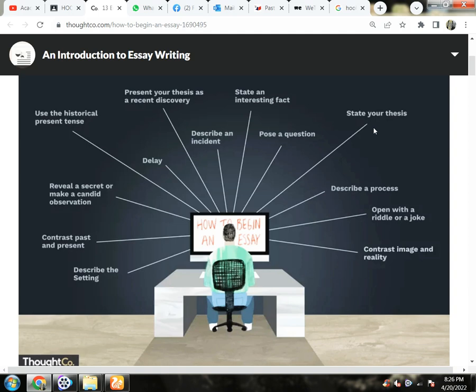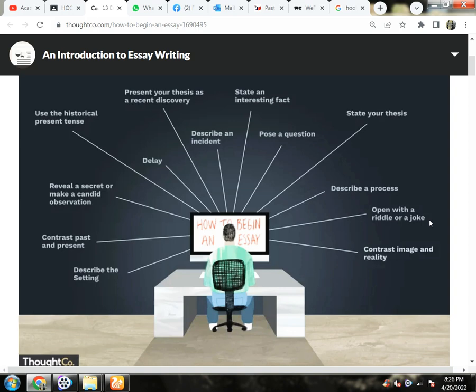State your thesis, definitely argumentative. Describe a process, descriptive. Open with a riddle or a joke, narrative. Maybe even descriptive or I wouldn't say argumentative, but descriptive maybe. Contrast image and reality, descriptive.